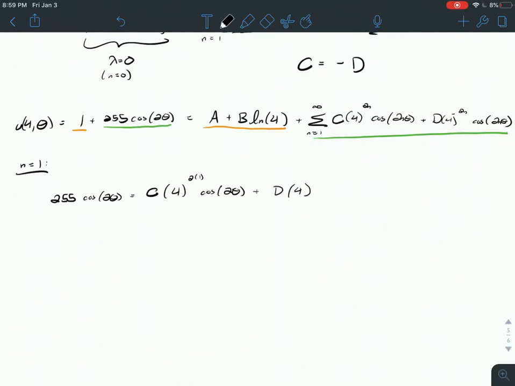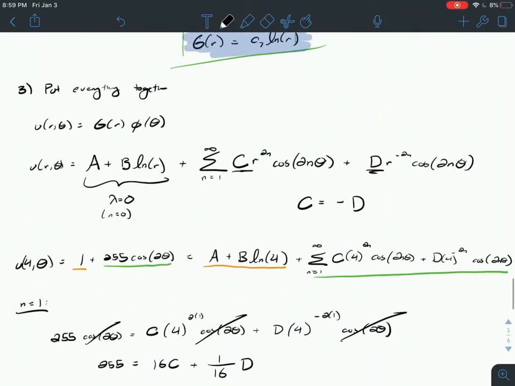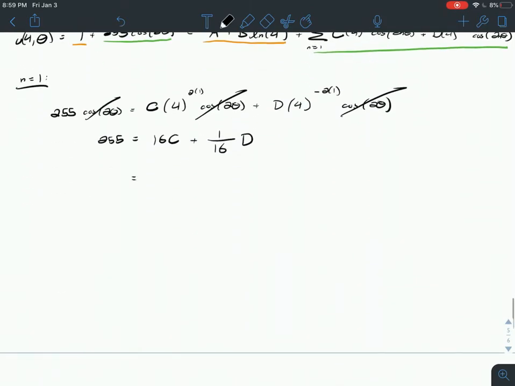Cosine 2 theta plus d 4 raised to the negative 2 times 1 cosine 2 theta. We can eliminate the cosine 2 thetas, and then we can further simplify. 255 is equal to 16c plus 1 over 16d. But remember that c is equal to negative d, so let's substitute that in as well. So 16c minus 1 over 16c.